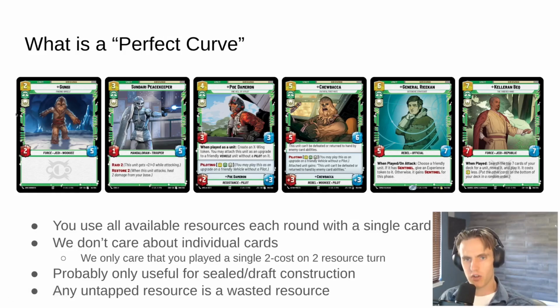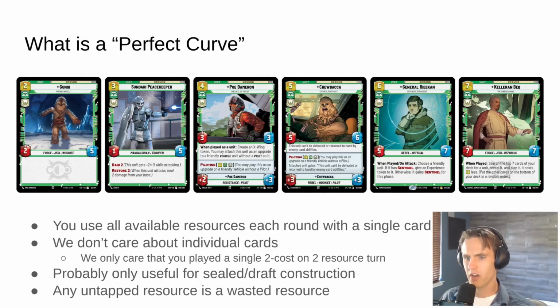Another minor note is obviously we don't care about the individual cards. So for turn 3, I don't care if it's a Sundari Peacekeeper or Millennium Falcon or something. I'm just saying, what is the chance that I draw a 3 cost and hopefully all of my 3 costs are good. If they're not good, then you should probably take them out and change your deck. But we're just right now hoping that we draw a 3 cost.